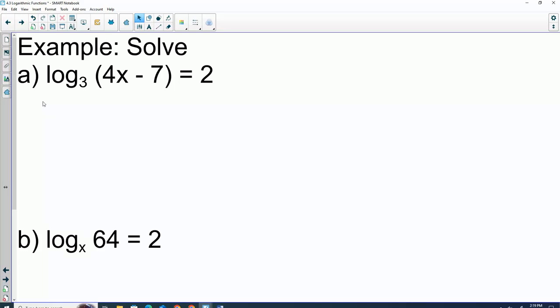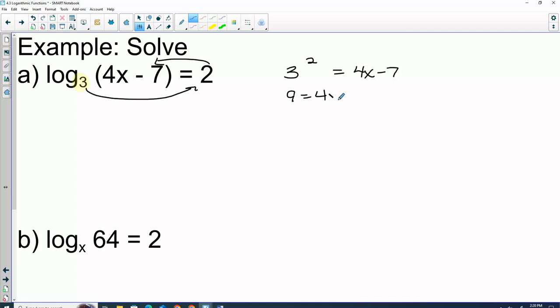Remember, the base of the log is the base of the exponential. So I'm going to start here. So it's 3 to the second power equals 4x minus 7. And this is something we should be able to solve. 3 to the second is 9 equals 4x minus 7. Add over 7. Divide by 4, and we get 4.